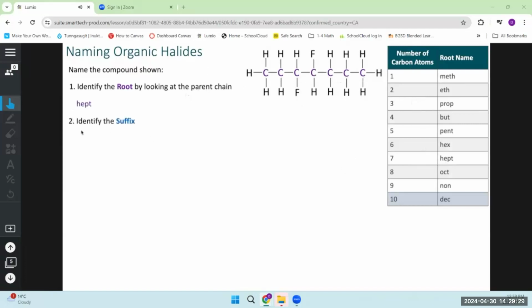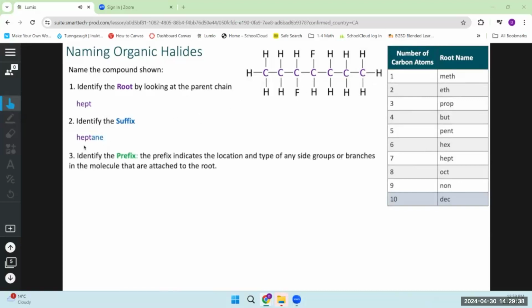The next thing I'll have to do is identify what the suffix is. In this case, we're still dealing with a hydrocarbon single-bonded chain, so our suffix is -ane, and we have to identify where those organic halides are. For that, we need to use our prefixes. The prefixes identify the location and type of any side groups or branches in the molecule that are attached to that root or parent chain. In this molecule, the side chains I have are my halides. I have 2 fluorines attached to that main chain.